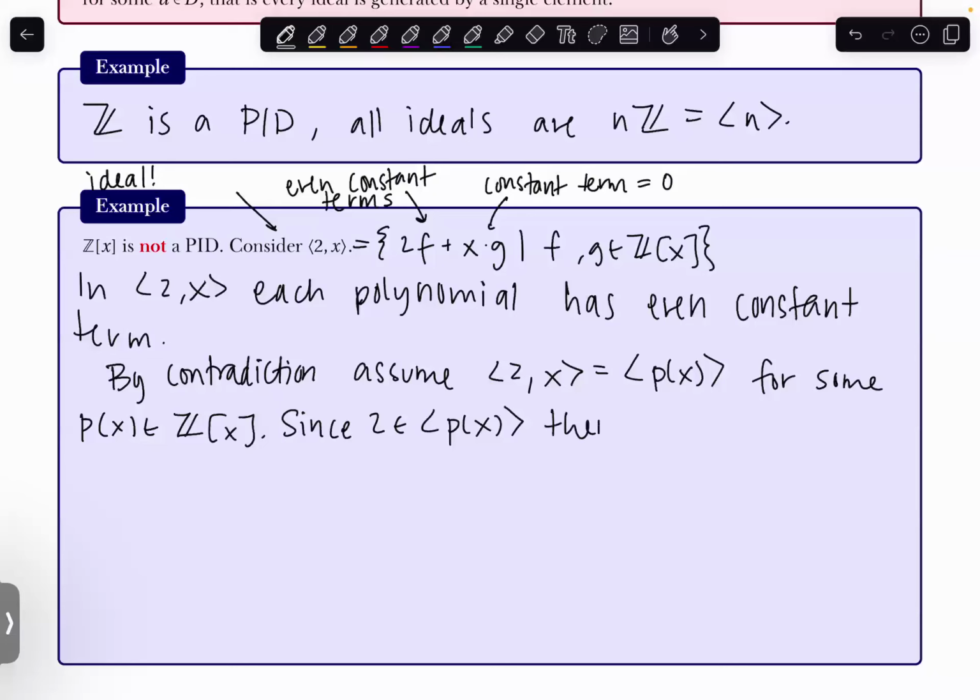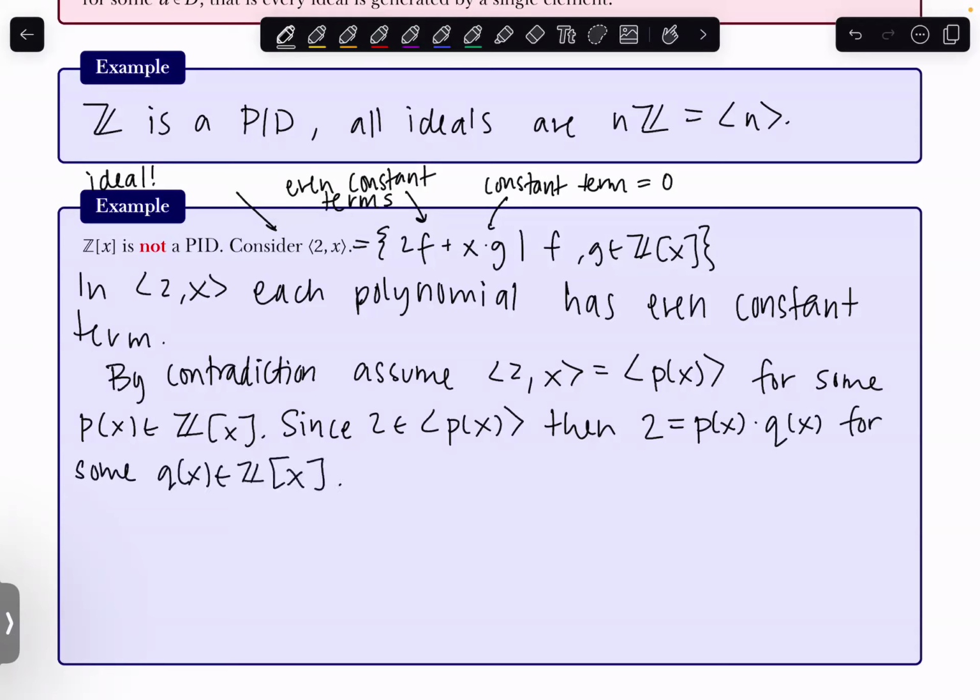Okay, so this is saying, what about 2? How can I write 2 if I know it's inside there? What does it mean to be in an ideal generated by one element? All the things inside this ideal are multiples of p. So this is telling me I can write 2 as p times something else in my polynomial ring. So I can write this as p times, let's call this q, or some other polynomial q with coefficients in Z.